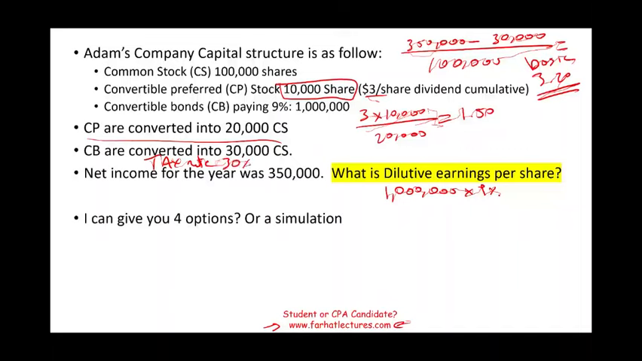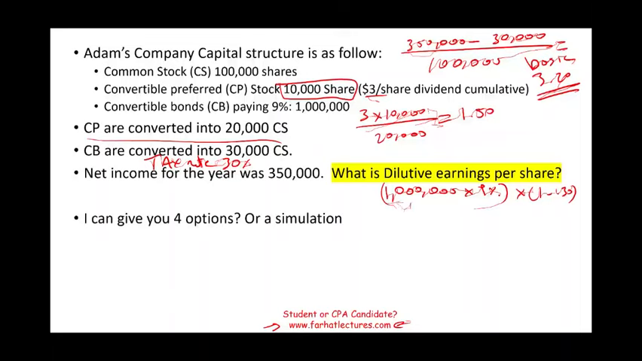So what's going to happen is this. How do you compute how much you're going to be adding to the numerator? Well, you're going to be adding 90,000, which is the amount of the interest, but it's going to be added net of tax. Therefore, you're going to have to multiply this by 1 minus the tax rate, 0.3. So to find out how much you're going to be saving, remember, if you convert the bond, you don't have to pay the interest. So you will save.